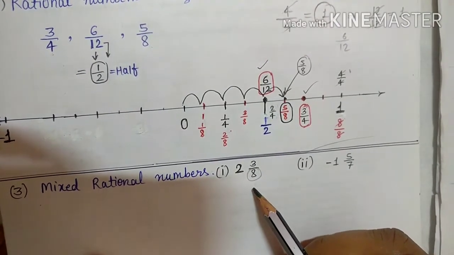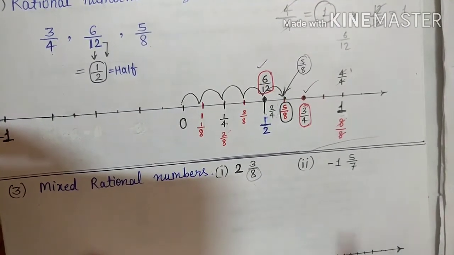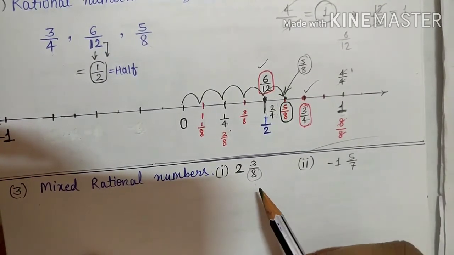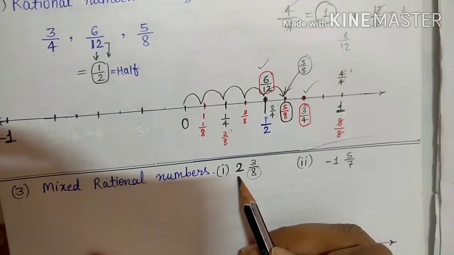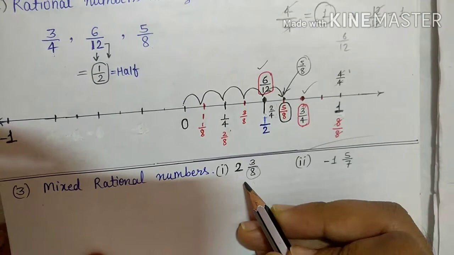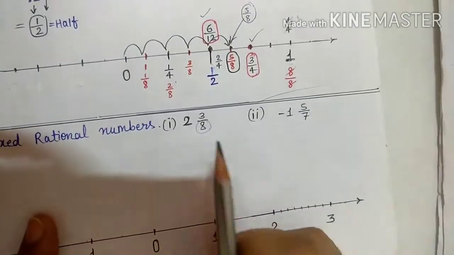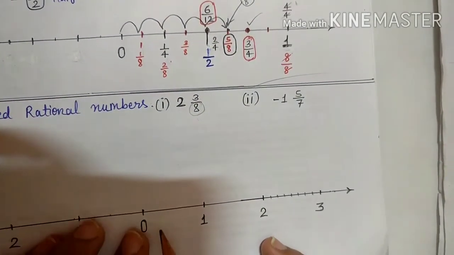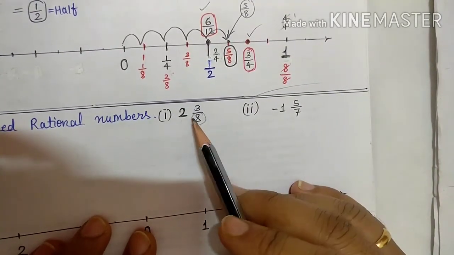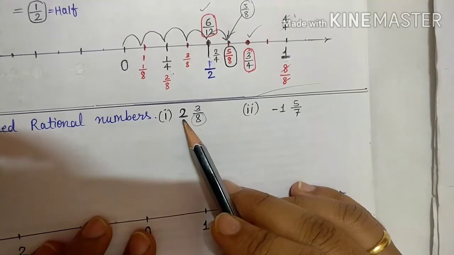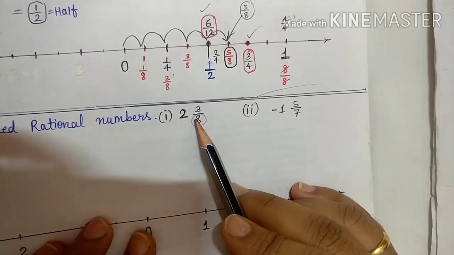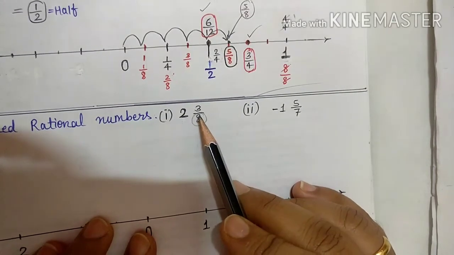As we can see here, the denominator is 8. So we have to emphasize on the denominator first, then we have to check what is the whole number. 2 is the whole number. So we have to check where is 2. It is positive, so we have to check the right hand side of the 0. 1, 2, this is 2. Now 3/8. So it is 2 3/8. It means it is bigger than 2, but it is less than 3. So this number will be between 2 and 3.